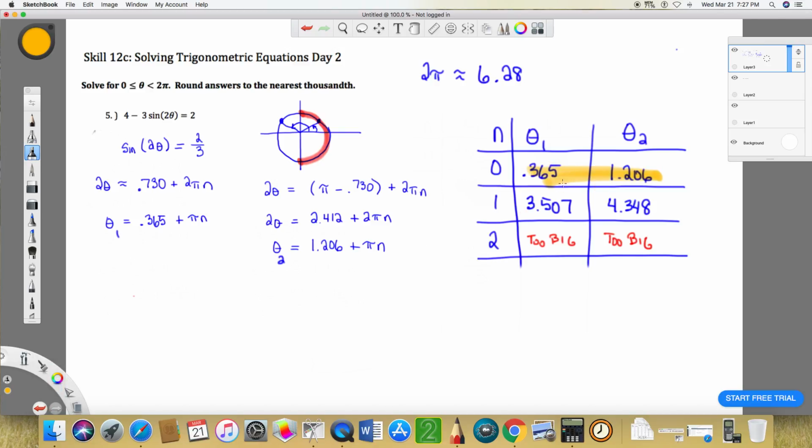These guys right here are 4 solutions, and the 2 there in front of theta was a horizontal shrink, so we were expecting the possibility of more than the 2 solutions you normally get when you have one complete revolution because of the horizontal shrink.